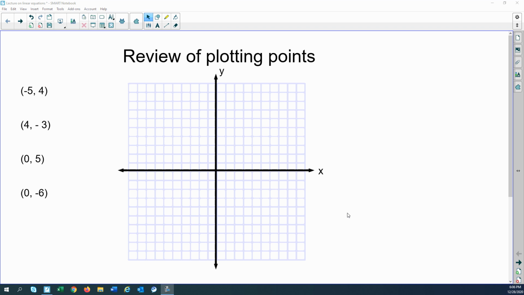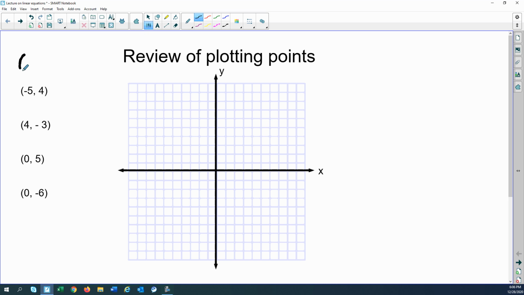Hello class, I wanted to do a little lecture on linear equations, and before we get into that I wanted to do a review on plotting points because we will be graphing some of our linear equations, so you'll need to know how to plot points. If you already know how to do this, you can go ahead and move forward into the video, skip this slide. If not, this should be a good review for you, just to remind you of how to plot points. So let's look at what we have here.